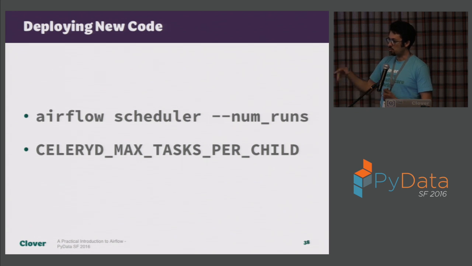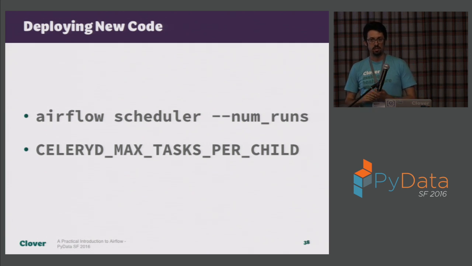And then on the worker side, if you're using Celery, there's this option, celery worker max tasks per child, that causes Celery to restart workers after having run so many tasks. And again, we set this to 1 so that every time a worker starts up, it's in a new process and is going to pick up the latest code.